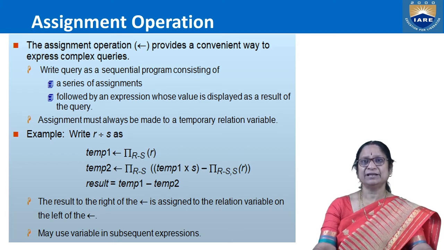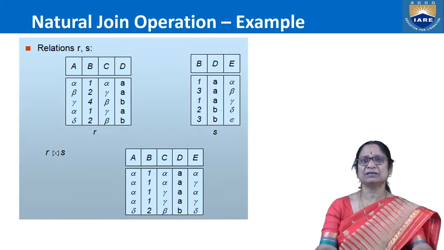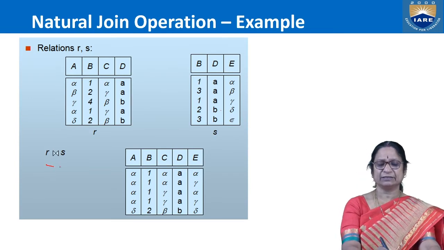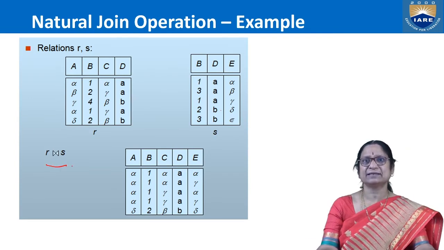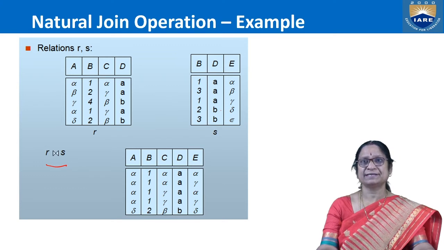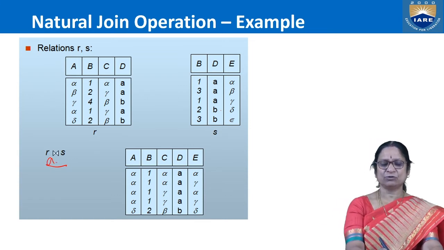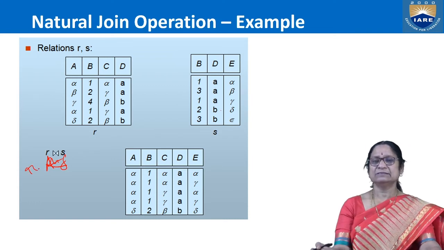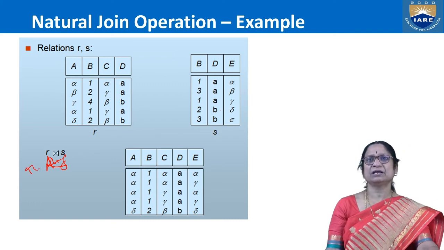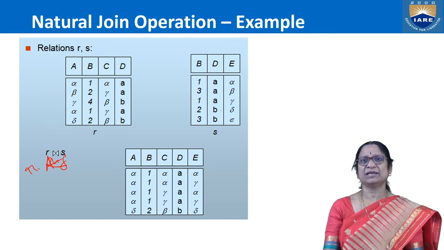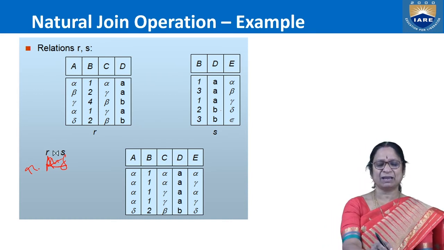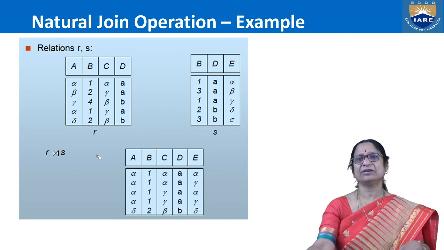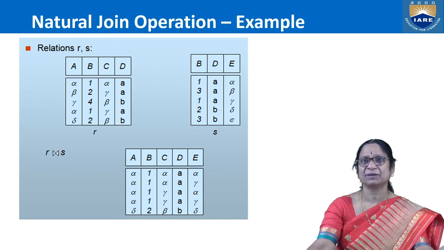We can add some condition also, need not be common attributes. You can write some condition also here. For example, you may write R join S where A is equal to delta. That is attribute A, R dot A. So in case of our relation, if the attribute value of A is equal to small delta, then only mapping will be considered. The remaining values or tuples are not considered for mapping.